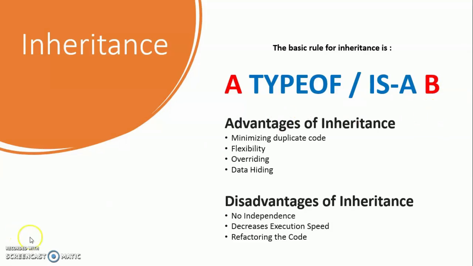Let me explain here. Let's say I take a lion and an animal, let's say lion is object A and animal is object B. So if I can say that lion is a type of animal, or if I can say lion is an animal, in that case only I can implement an inheritance relationship. So if this statement comes out to be true, you can implement inheritance. Otherwise you cannot implement inheritance in that case.